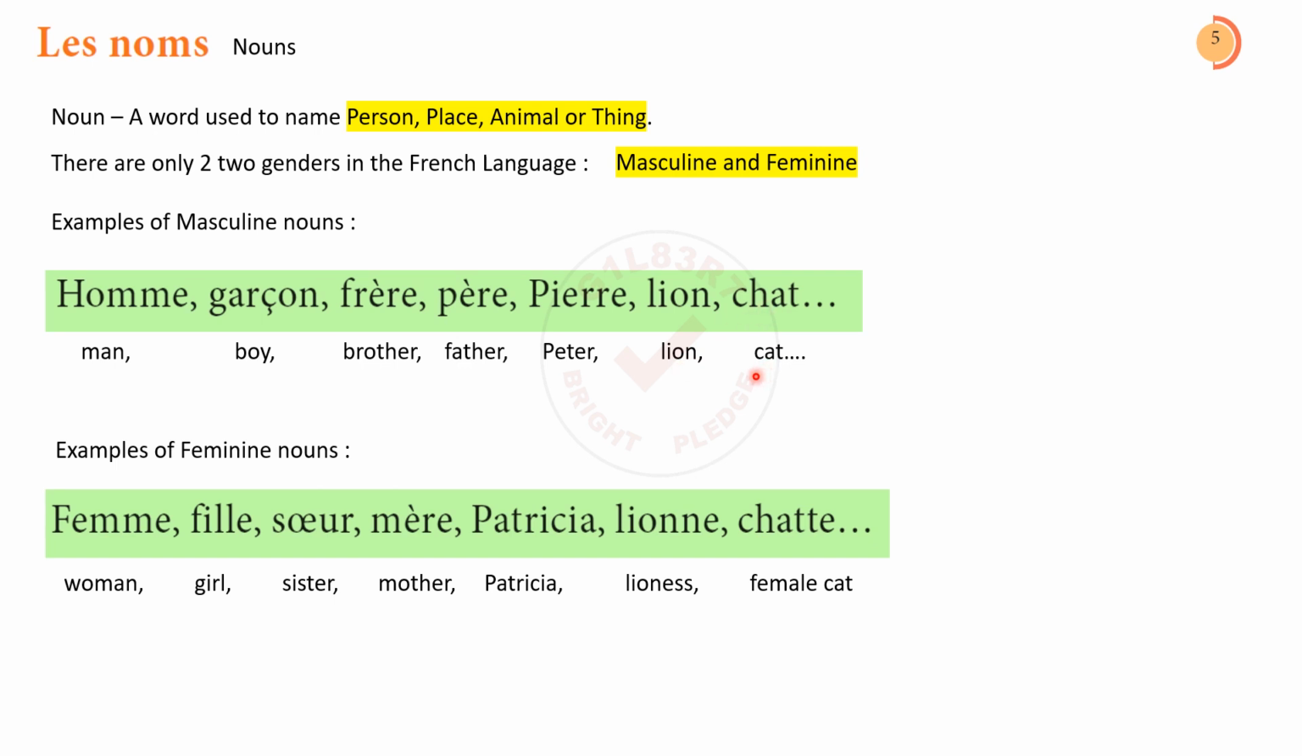And a few examples of feminine nouns. You have femme, meaning woman, fille, girl, sœur, sister, mère, mother. Again, Patricia, the name of a lady, so it's the name of a person. Lionne, meaning lioness, and chatte, a female cat.